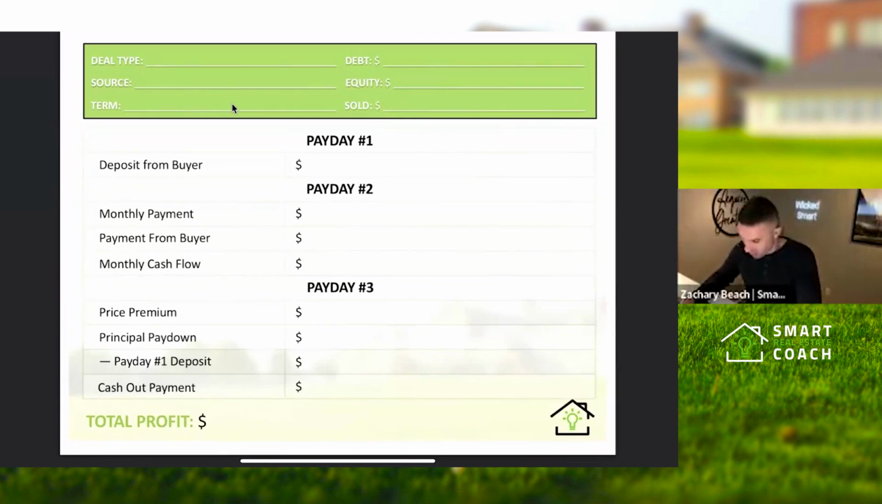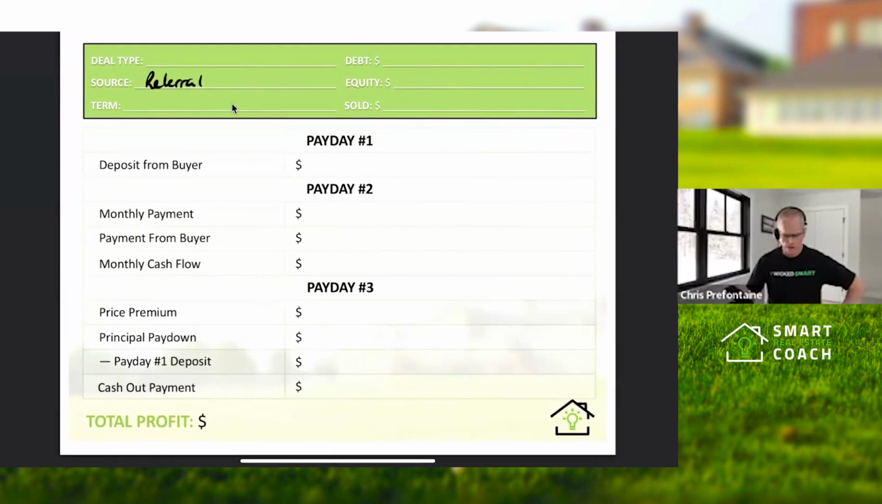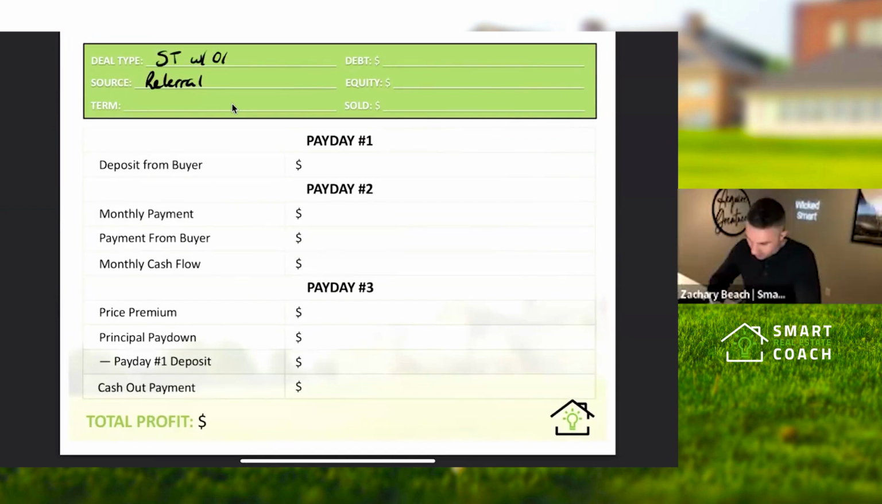All right, so we found this. The source was a referral. Deal type is what? Sub 2 with owner financing. Remember, subject to means that there's a loan on the property. We closed on it, and we kept that loan in place, and we're making the payment for them. The owner financing portion is that they are financing their portion of their equity on the deal.